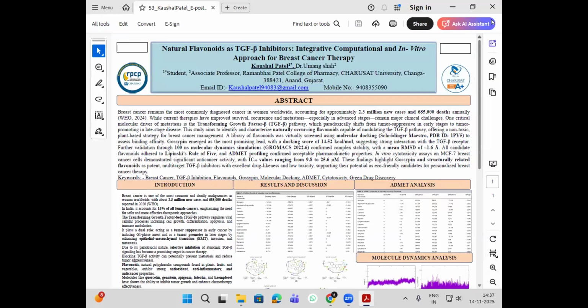So basically, as we all know, breast cancer is the most commonly occurring cancer in females, particularly annually 2.3 million new cases are found, and every year more than 6 lakh deaths are reported due to breast cancer. So in India, out of the cancers occurring in females, 40% are due to breast cancer. So in recent times, a novel target or novel protein responsible for the occurrence of breast cancer has been identified as TGF beta, which is nothing but transforming growth factor beta.